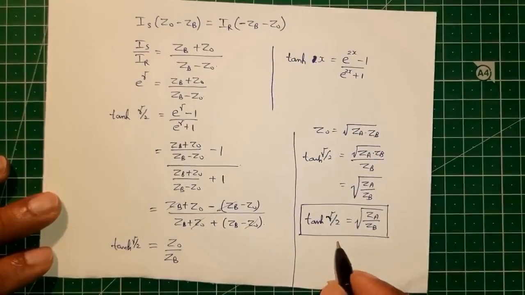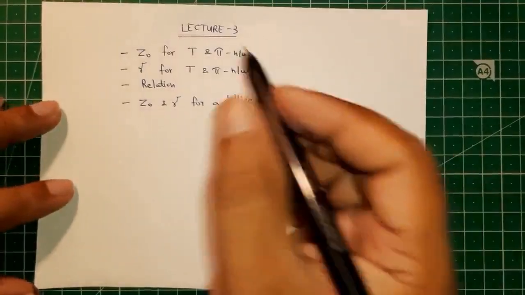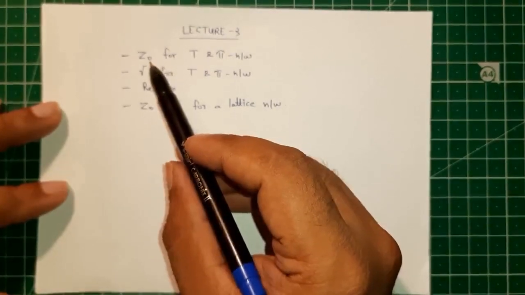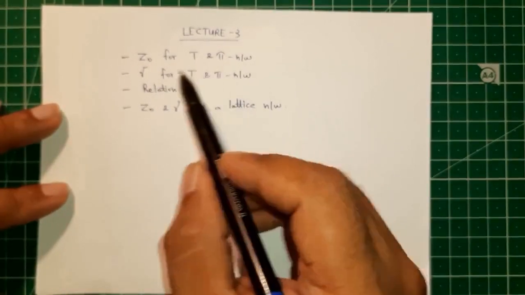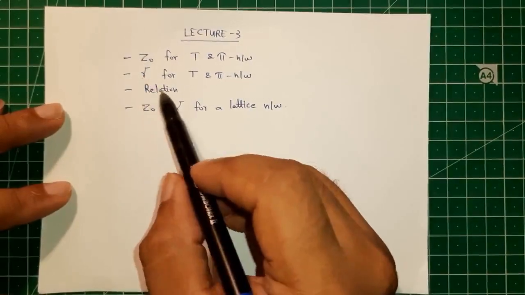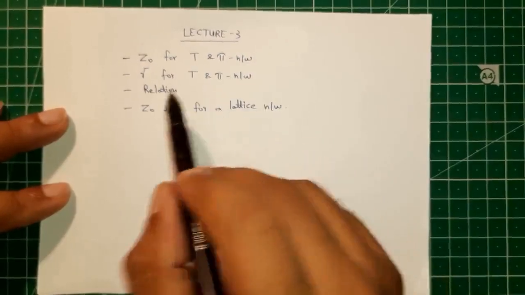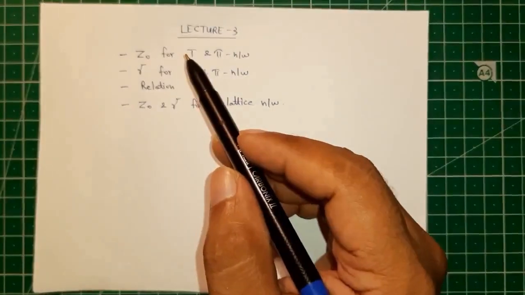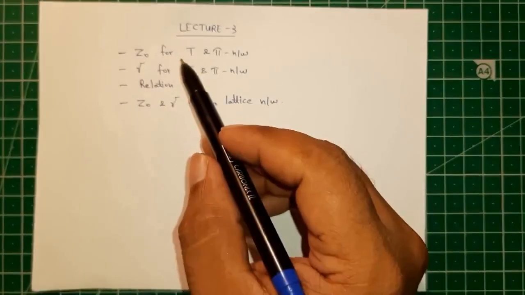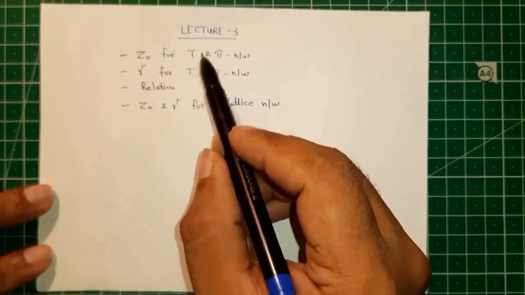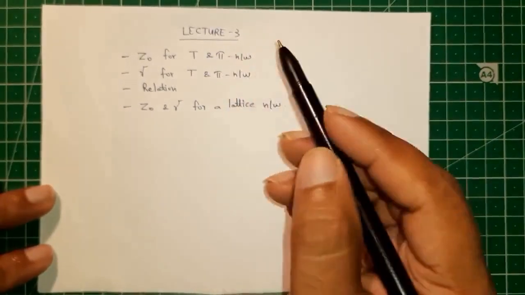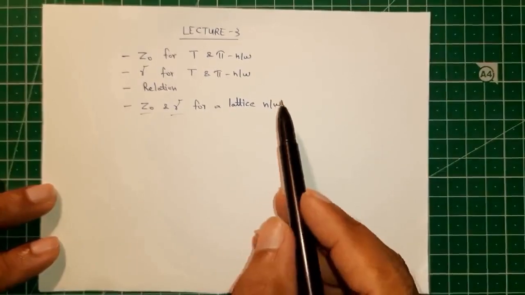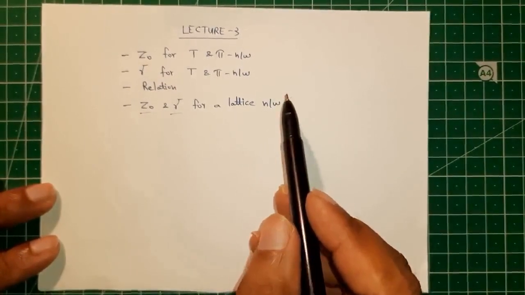So with that we conclude our lecture 3. In this lecture we have seen the expression for the characteristic impedance for a general T and pi network. Also we have seen the expression for propagation constant for T and pi network. Also we have established a relationship for the characteristic impedance for a general T and pi network, where the total series arm impedance is equal to Z1 and the total shunt-arm impedance is equal to Z2. Also we have derived expressions for the characteristic impedance and propagation constant for a lattice network.